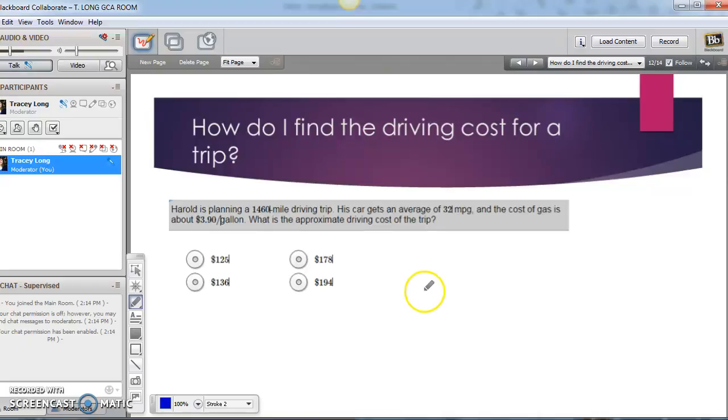Well, what we're going to have to do is figure out how many miles he drove, and we're going to divide that by miles per gallon, and that'll tell us how many gallons of gas he'll need. So our first step is we're going to put in miles is 1,460. We're going to divide that by 32 miles per gallon, and that's going to tell us how many gallons of gas he has to buy. So 1,460 divided by 32 equals 45.625 gallons.